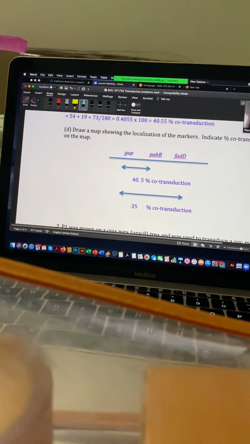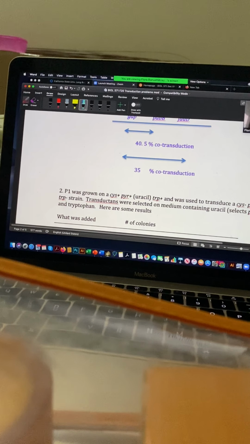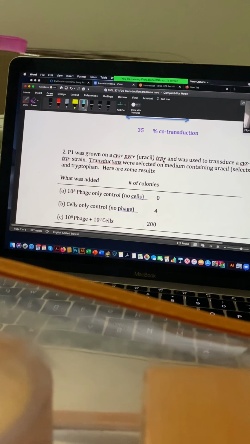Okay, so can I move to the next one? Yes. Okay. So P1 was grown on a cis plus, peer plus, trip plus strain, and it was used to transduce a cis minus, peer minus, trip minus strain. And the transductants were selected on medium containing uracil, so you're selecting peer plus, and tryptophan. So here are some results.